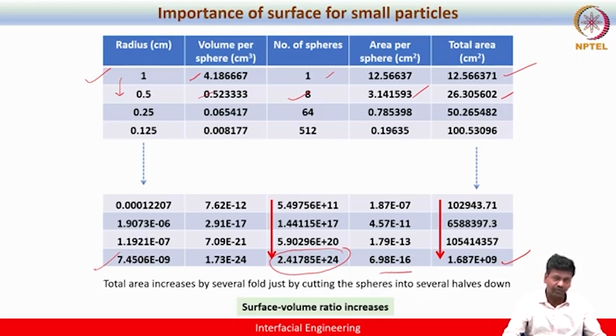So what this comes to say is that when we cut this sphere into several halves, when we approach the size of almost nanometer or micron size, the surface to volume ratio goes up significantly. Okay, so this comes to say that for small particles, the surface is very key, right? It is a key aspect, right?